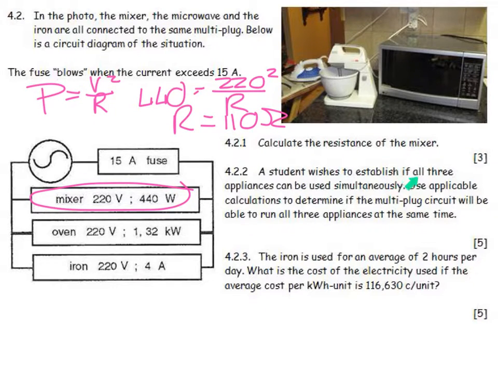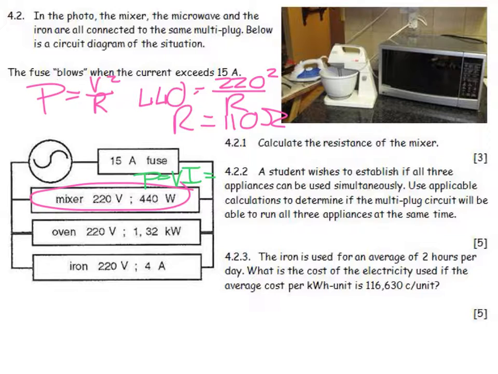A student then wishes to establish if all three appliances can be used simultaneously. Use applicable calculations to establish if the multiplug circuit will be able to run all three appliances at the same time. So I'm going to say power is equal to V times I.